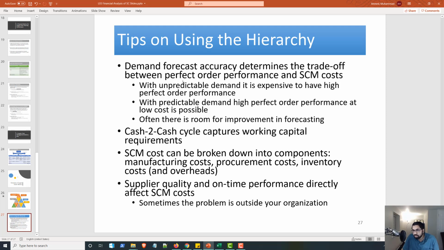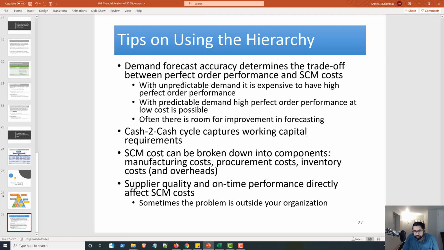With unpredictable demand, it is expensive to have high perfect order performance. With predictable demand, high perfect order performance at low cost is possible. So often there is room for improvement in forecasting. That is one area where a lot of companies can improve. Cash to cash cycle captures working capital requirements.